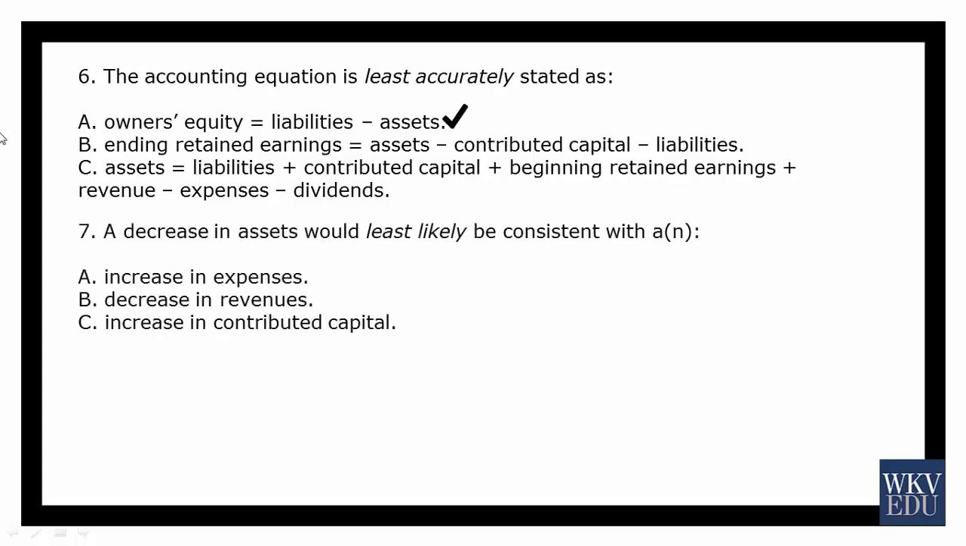A decrease in assets would least likely be consistent with. With the help of this accounting equation, try to answer this question. A decrease in one side of the equation has to be offset by a decrease in the other side of the equation, or an increase in the same side of the equation. Therefore, least consistent would be a decrease in one side and an increase in the other. Therefore, option C is the most correct option.